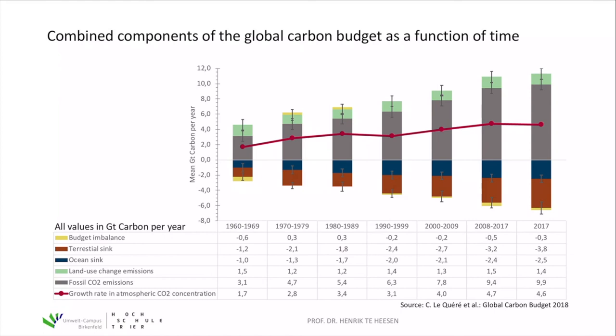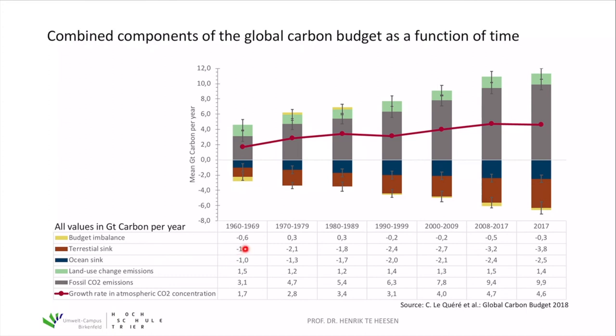Next, we want to have a look at the combined components of the global carbon budget as a function of time, provided by Le Quéré in this publication about the global carbon budget in 2018. What you can see in this diagram are the components like the fossil CO2 emissions in gray in each decade, in the 60s, 1970s, 80s, etc. The changes of the emission due to the land use. On the other hand, we have the terrestrial and the ocean sink, so reduction of carbon in the atmosphere.